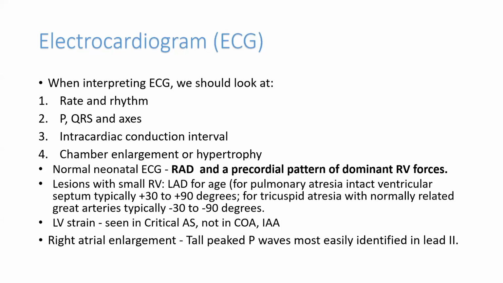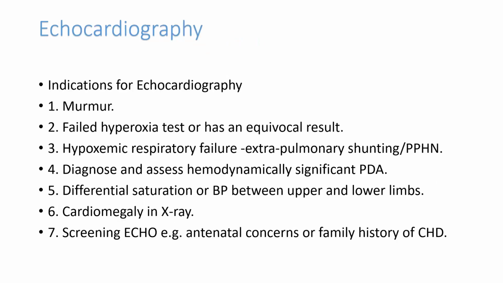Right atrial enlargement, you'll see with tall P waves, especially on lead 2. That will point to the right atrium being enlarged, for example, in the neonate who comes with truncus arteriosus, or even Ebstein anomaly, amongst the other conditions that we mentioned earlier.